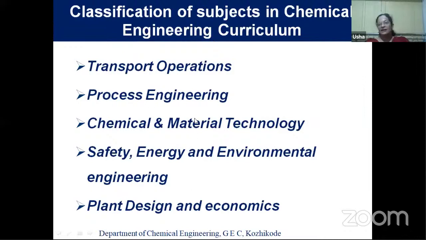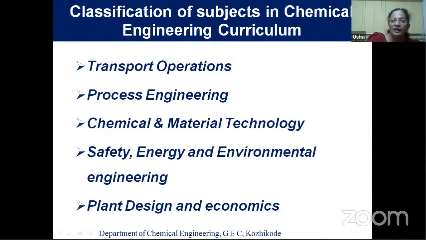The last one is plant design and economics. The design part, I've already shown in the previous slide. That is the design of a plant, and chemical engineering plant design is very important. Here you design a distillation column, a reactor, or an absorption column. In that case, we have to study the design subjects. We use mathematics, and economics is also important.